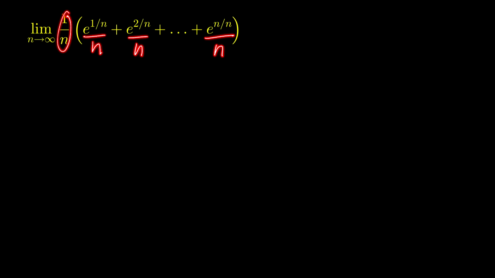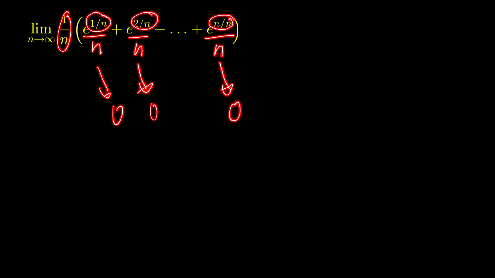And if we look at the powers of e, they are actually bounded by e. So the numerators here are bounded by e. And as n approaches infinity, each of these terms will approach 0. And you might conclude that the limit is equal to 0 plus 0 plus 0 plus, and so on, plus 0, which is equal to 0.